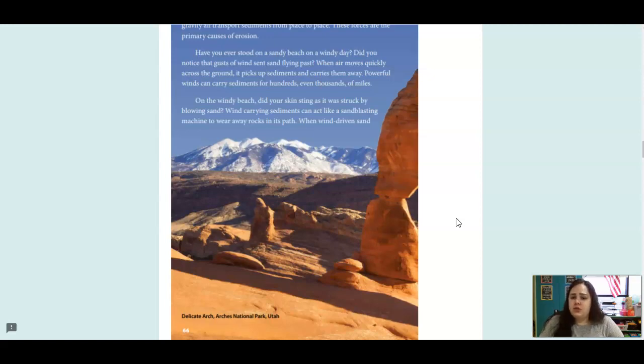On the windy beach, did your skin sting as it was struck by blowing sand? Wind carrying sediments can act like a sand blasting machine to wear away rocks in its path. So this is showing how the sand, when it's carried by the wind, can actually break down those rocks that they hit. And this is in Arches National Park in Utah.